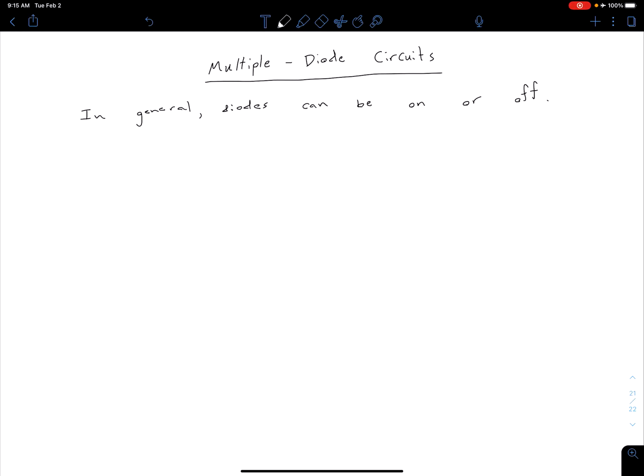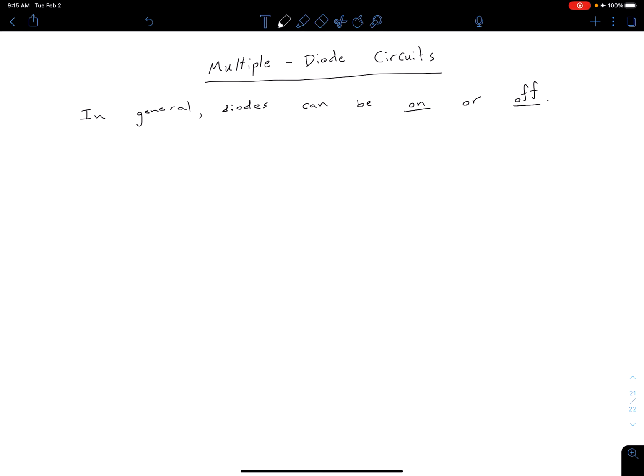The next topic we're going to look at is multiple diode circuits. So of course, in general, we can say that diodes can either be on or off. Realistically, there's some gray area in between, but for our purposes, we're going to assume it's pretty clear cut that they're turned on and they're well into the forward bias region, or they're well into the reverse bias region.